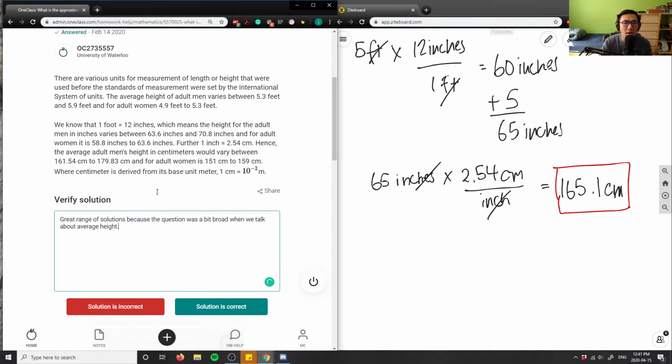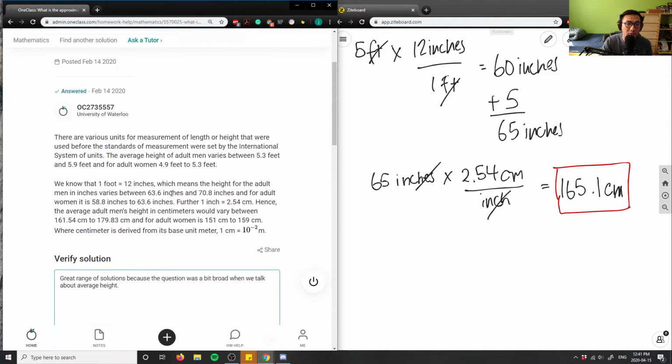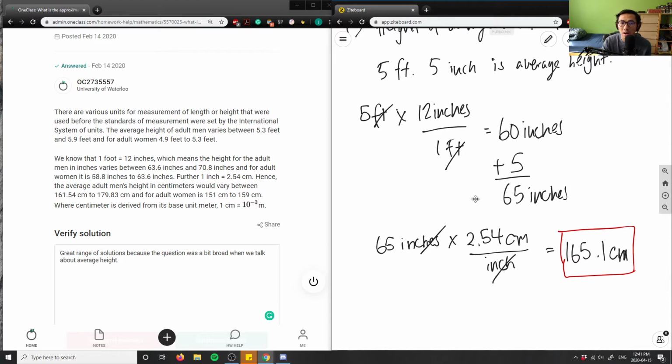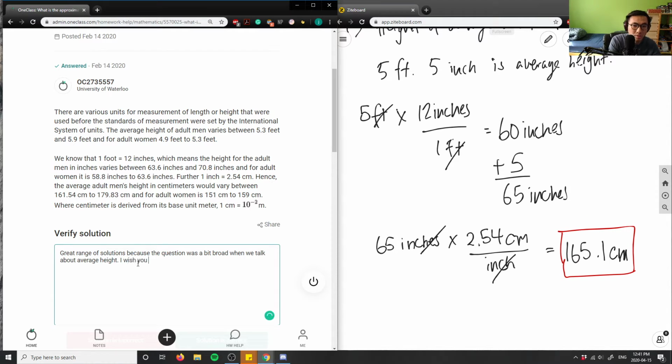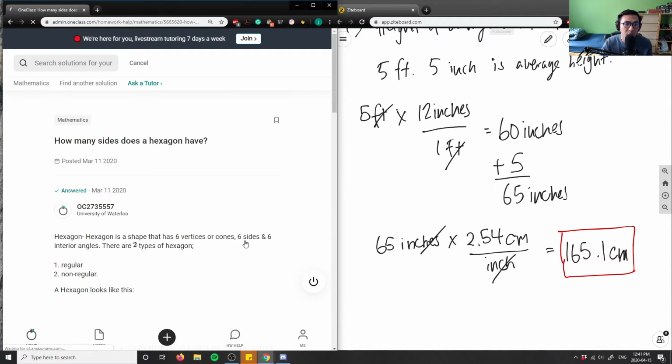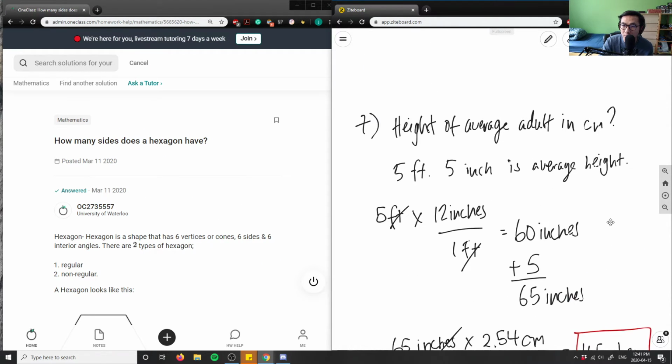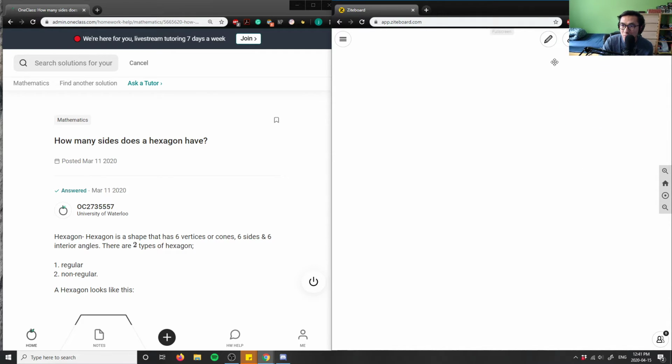I wish what they did was they showed the step-by-step analysis here. I wish you showed the unit analysis and conversion when converting from feet to inches and then finally to centimeters. But their solution is still correct. So, sweet. Okay, so that is number 7. Cool. Now let's do number 8.